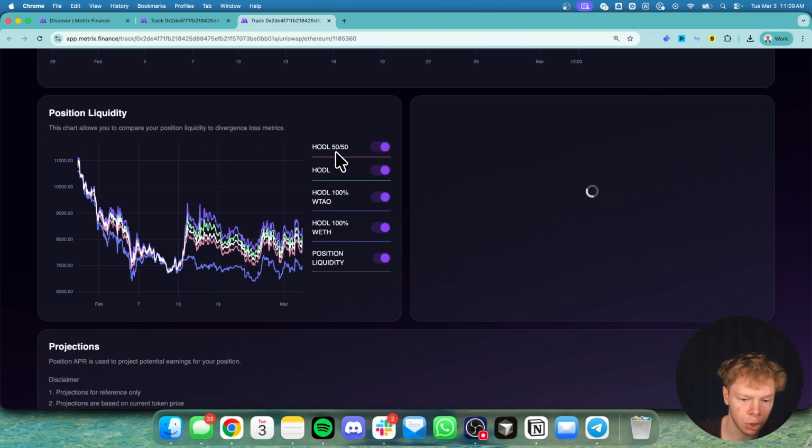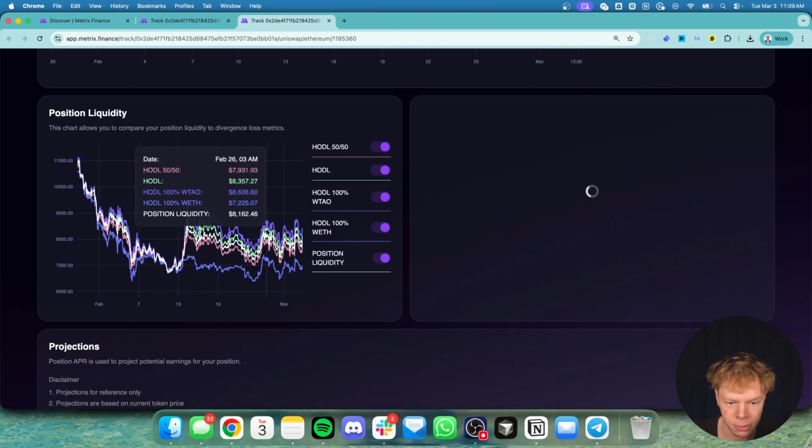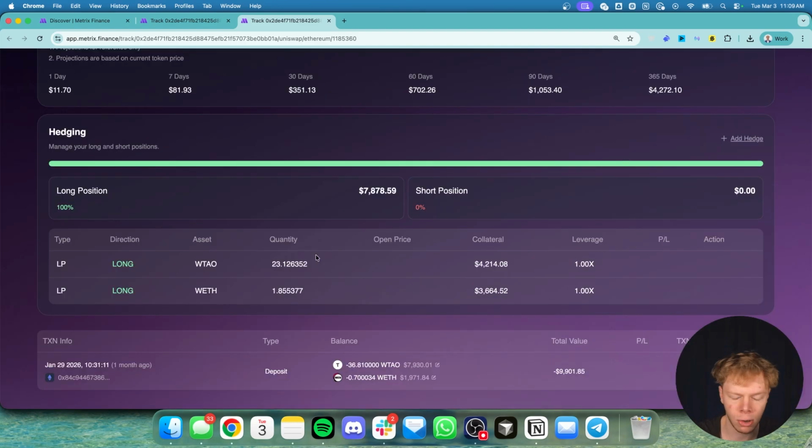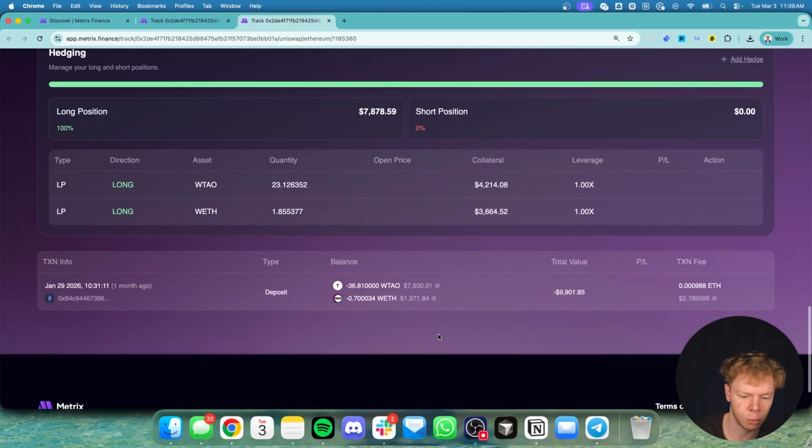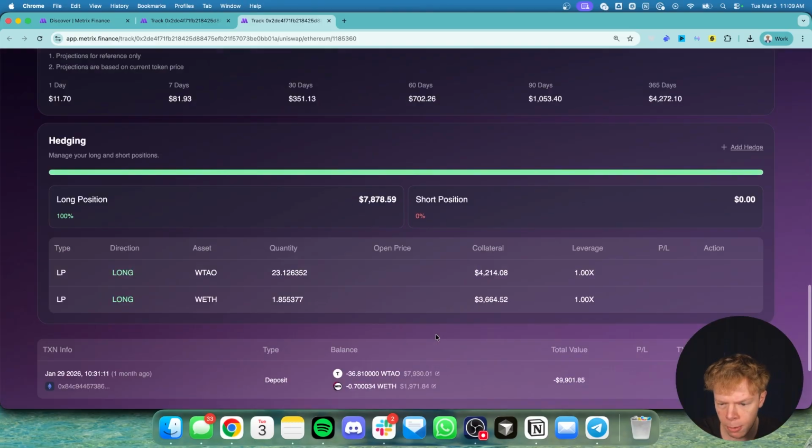It shows you your position liquidity over time, so you can see exactly how this performed. It also allows you to track longs and shorts in case you might be hedging your position and see every single interaction with this position. So I deposited on January 29th, over a month ago, and I've just been waiting this pool out.